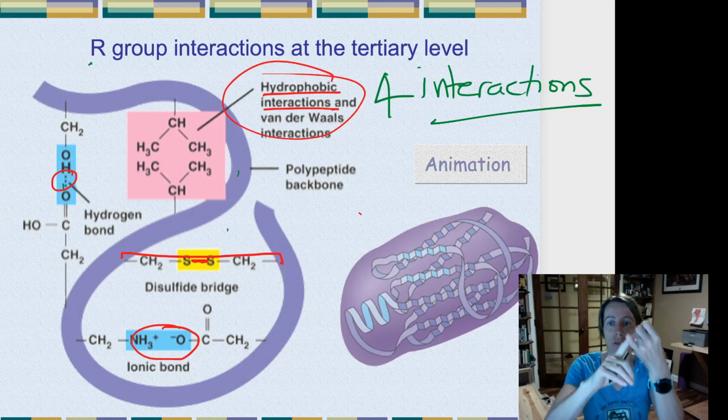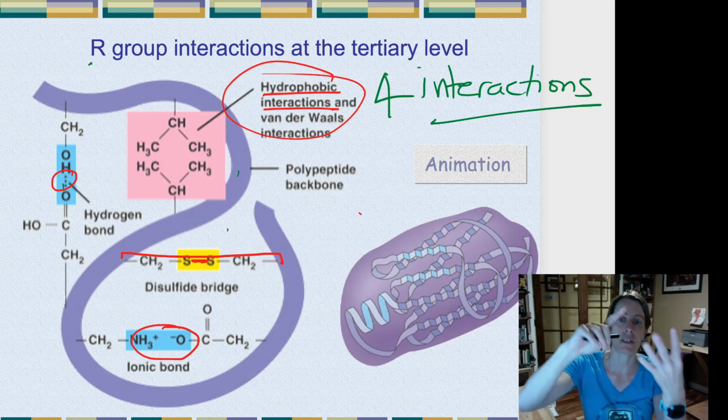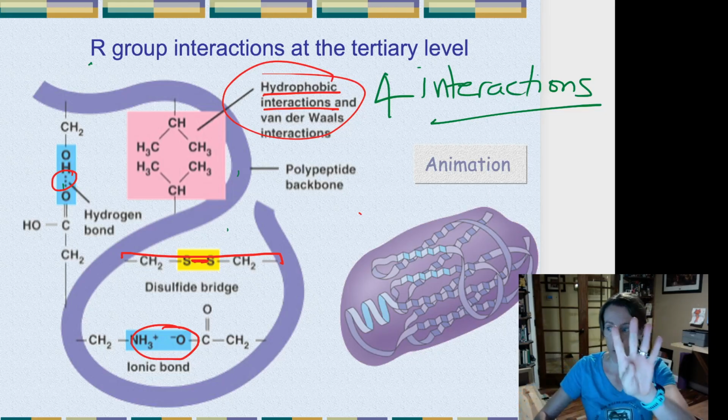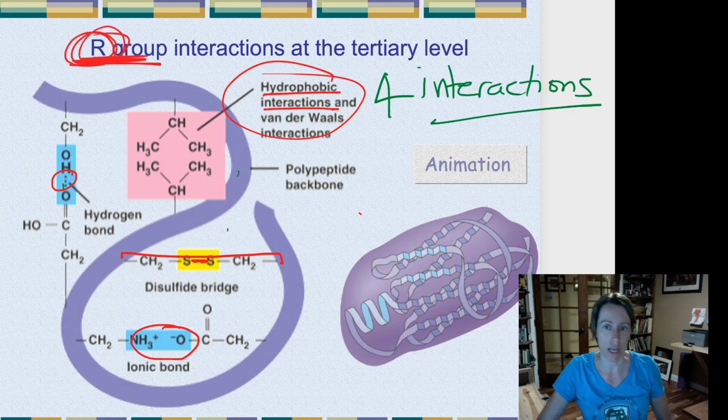So we have hydrogen bonds, ionic bonds, hydrophobic interactions, and disulfide bridges, four interactions, and they're all happening specifically between the R groups on the amino acids in the chain.